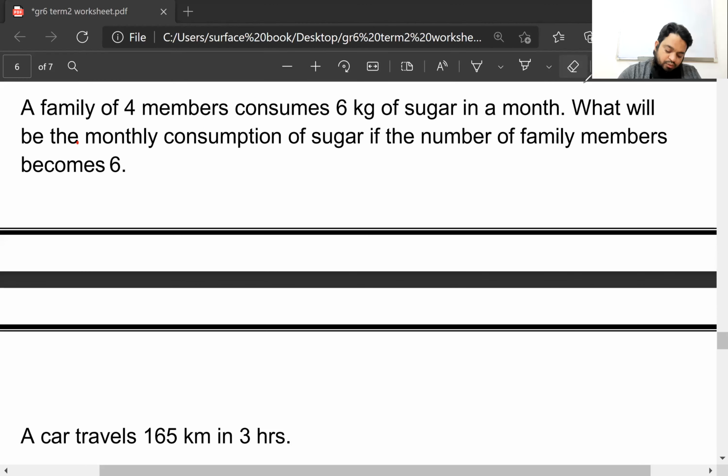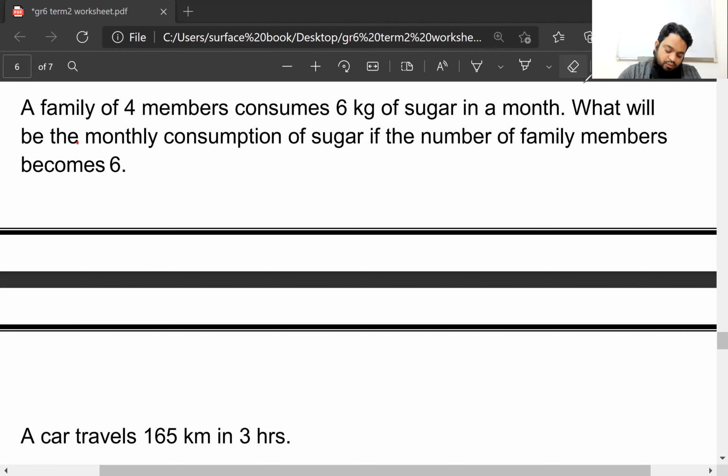Now, a family of 4 members consumes 6 kg of sugar in a month. So that means in 1 month. What will be the monthly consumption of sugar if the number of family members becomes 6? It's very simple. The time period is only 1 month. The time period has not changed. So it is a basic problem. For 4 members, you need 6 kg. So he's asking for 6 members. So what you are supposed to do?